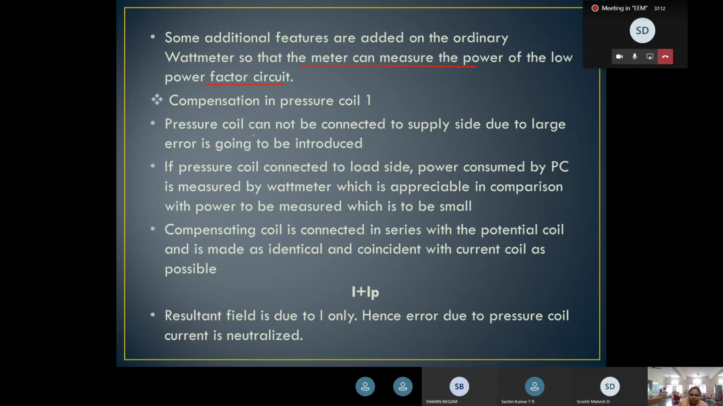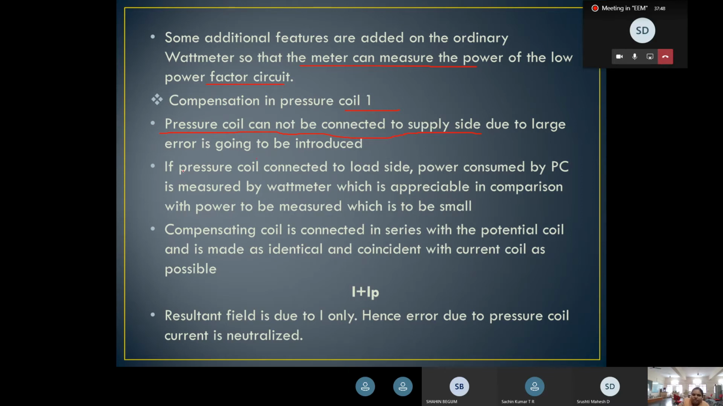The first point: the pressure coil cannot be connected to the supply side. We already came across this. If the pressure coil is connected across the supply side, it can be used for high power. If the pressure coil is connected across the load, it can be used for low power, right? Based on that, a large error is going to be introduced if I apply the pressure coil near the supply side.